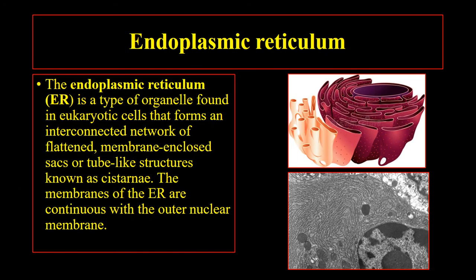So, the endoplasmic reticulum. The endoplasmic reticulum is a type of organelle found in eukaryotic cells that forms an interconnected network of flattened membrane-enclosed sacs or tube-like structures known as cisternae. The membrane of the endoplasmic reticulum is continuous with the outer nuclear membrane. Classification.